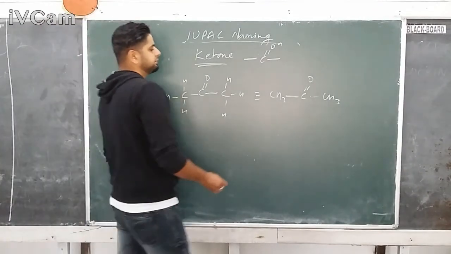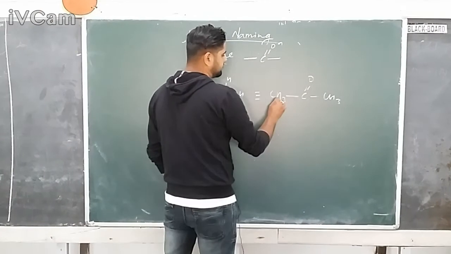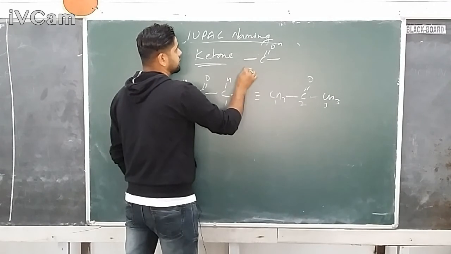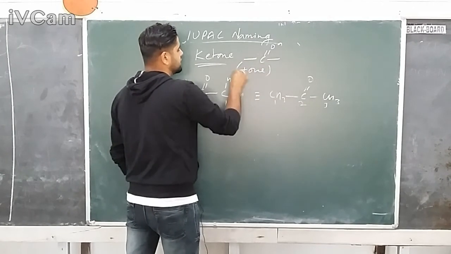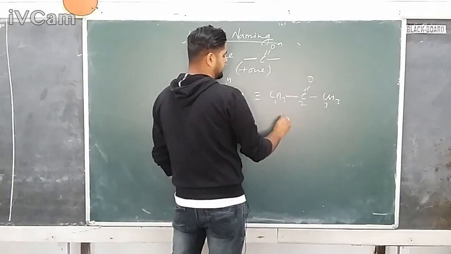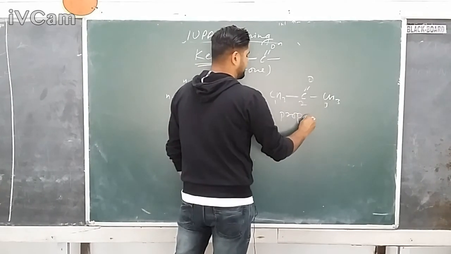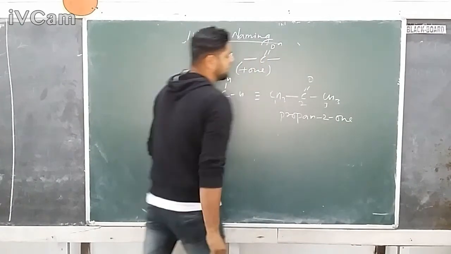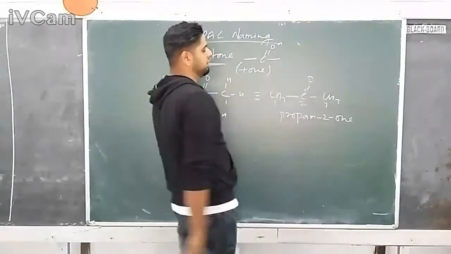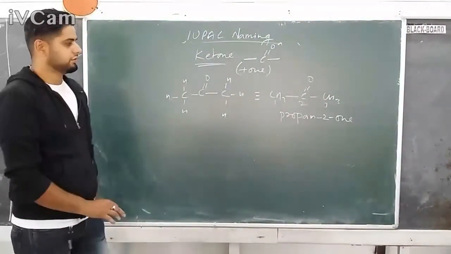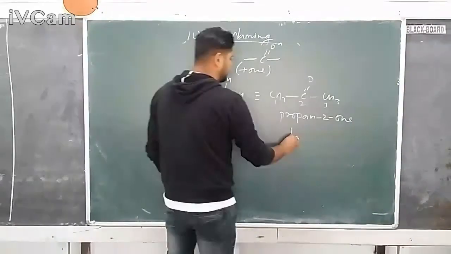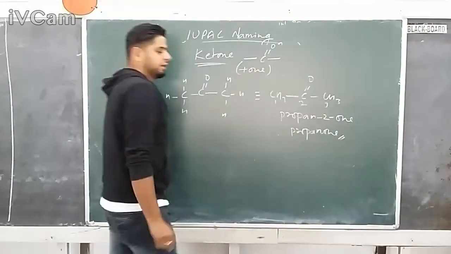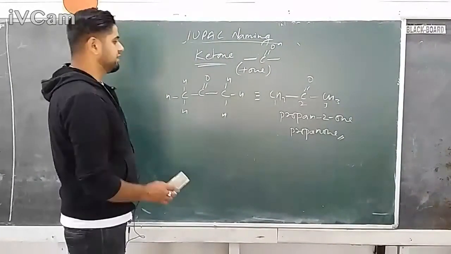So what is the name? 1, 2, 3. For this, the suffix will be -one, that is O-N-E. So this is propan-2-one. Okay, since this is the first ketone, there is no need to mention the place, or you can write propanone. Okay, I'll give you another example.